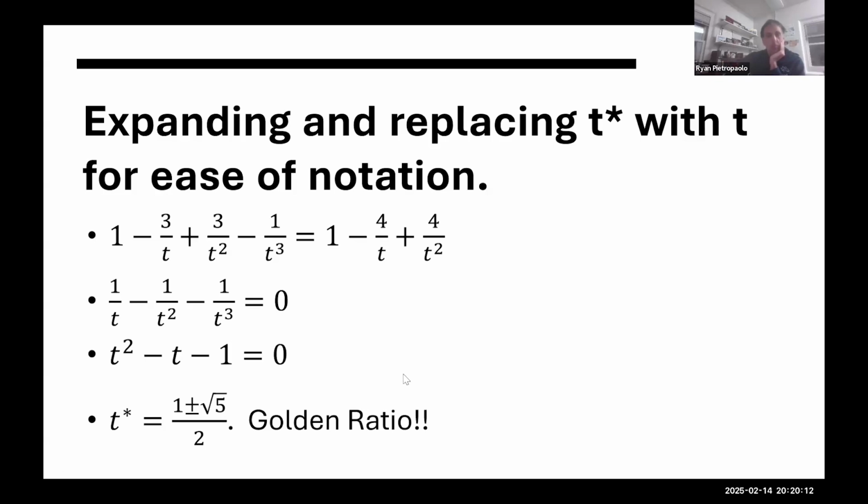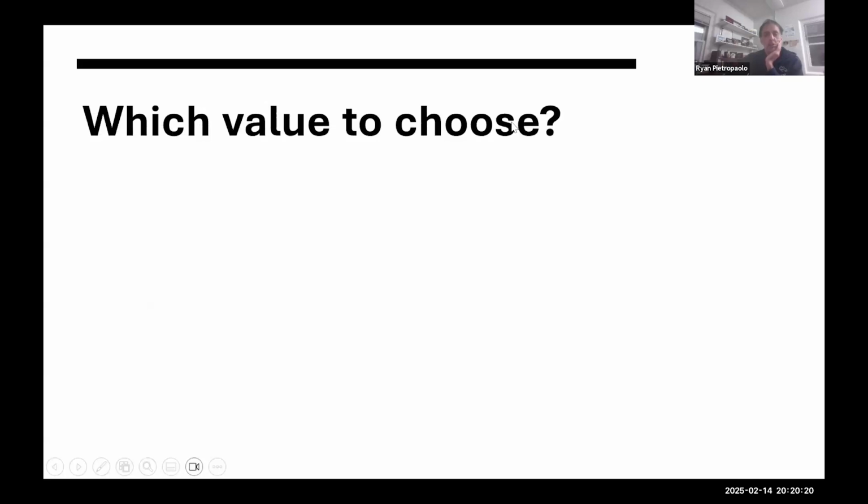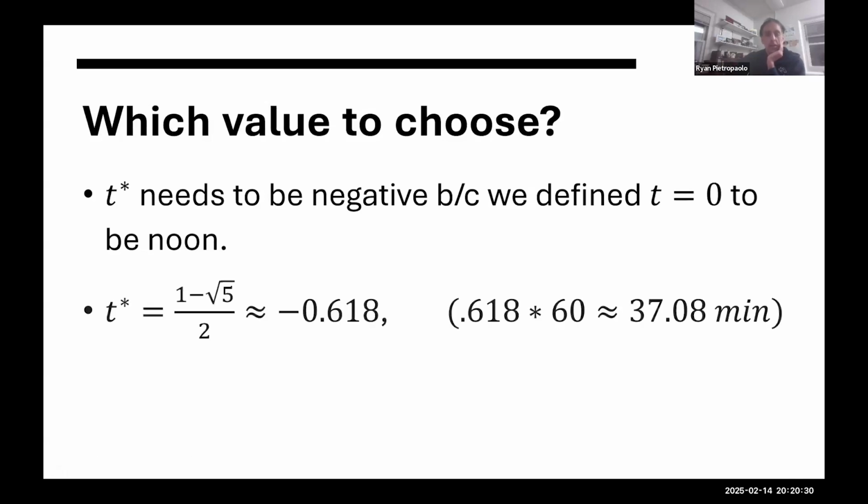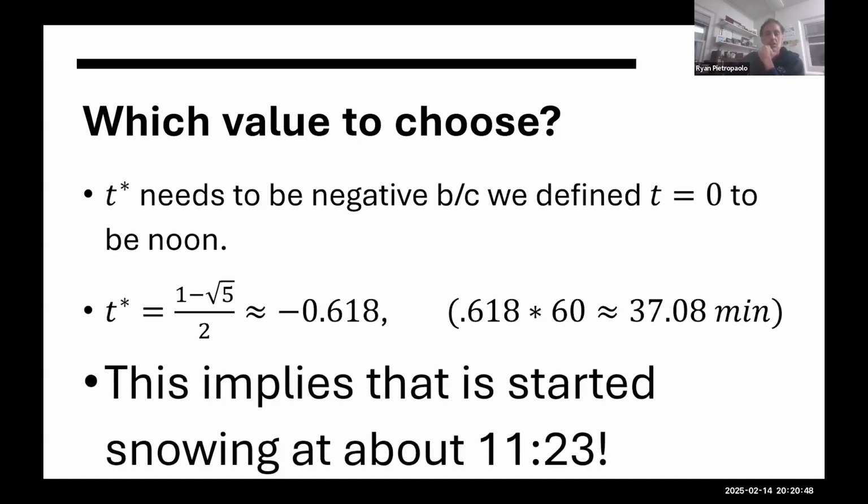Well, let's just finish it off now. So which value do we choose? Well, T star needs to be negative because T equals 0 was noon, right? We want to figure out how much before noon it started to snow. So we're going to go with 1 minus the square root of 5 over 2, which gives us -0.618, which again, is all in terms of hours. So now I need to convert it to minutes. Multiplying by 60, I get basically -37 minutes. So therefore, it started to snow at about 11:23.